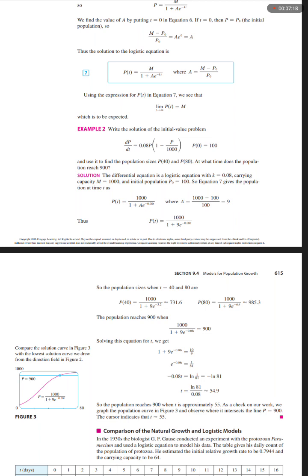Using the expression for P(t) in Equation 7, we see that the limit as t approaches infinity of P(t) equals M, which is to be expected.